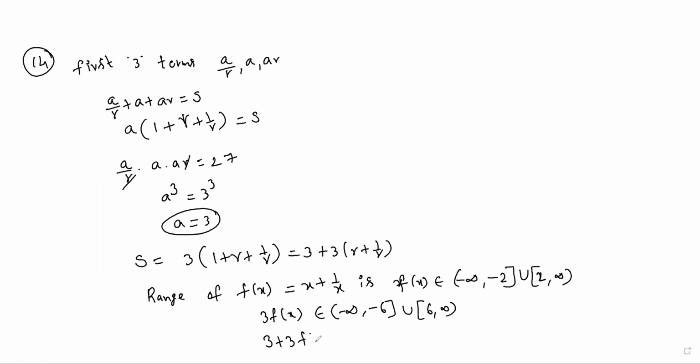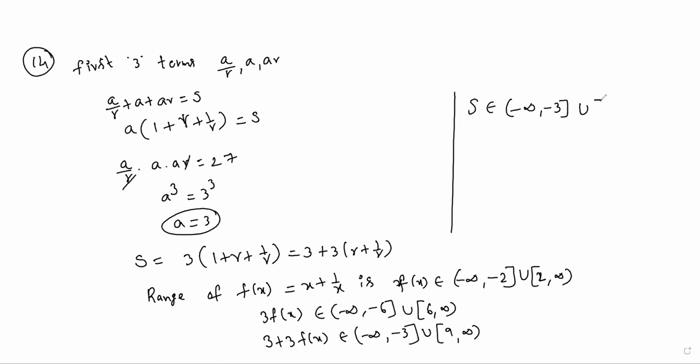3 into 3 f of x. Add 3 for this. For infinity, adding is also no use. Minus 6 plus 3, that is minus 3, union 6 plus 3, that is 9 comma infinity. 3 plus 3 f of x, f of x is nothing but x plus 1 by x. In the same manner for S also, a similar form. S belongs to open interval minus infinity comma minus 3 close interval union 9 comma infinity. Clearly option C is the correct one.